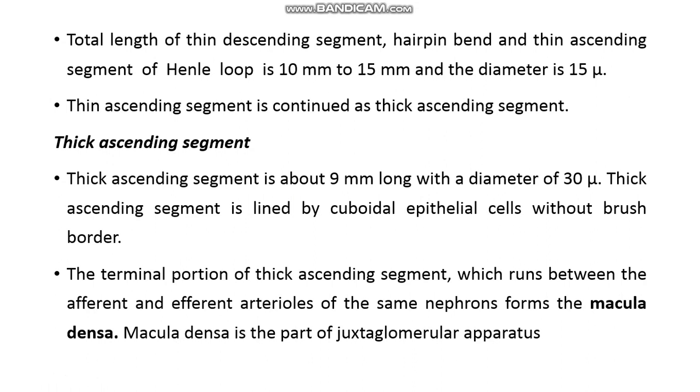Then the terminal portion of the thick ascending segment that runs between the afferent and efferent arteriole of the same nephron forms the macula densa. So the macula densa is a part of the juxtaglomerular apparatus. The terminal portion of the thick ascending segment runs between the afferent and efferent arteriole of the same nephron.